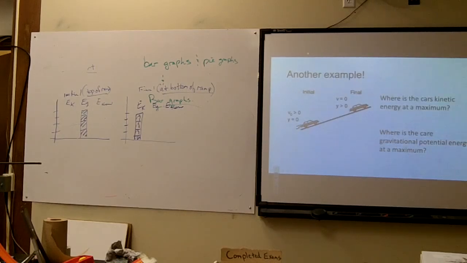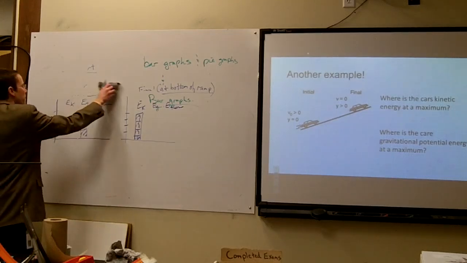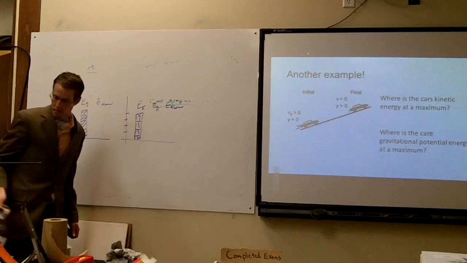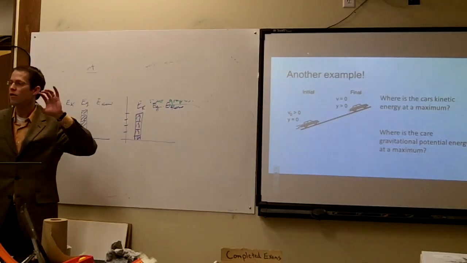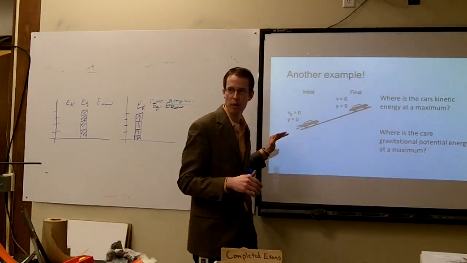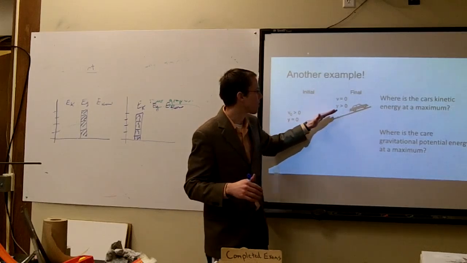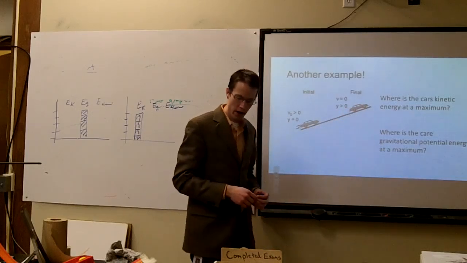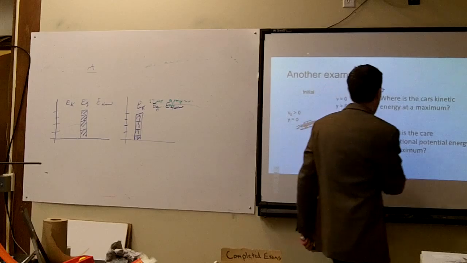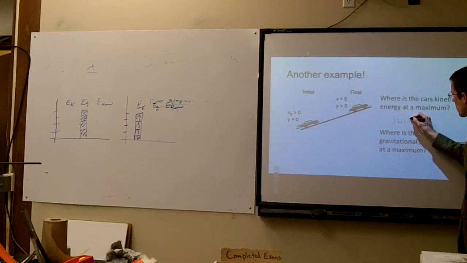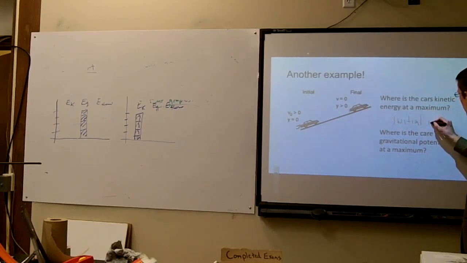All right, so here's another example. Lots of examples. Now this time, in this situation, you have to look at the problems and decide what's going on. So this is a car that's going up a ramp. What's happening to his speed as he goes up the ramp? He's decreasing. So where is the car's maximum kinetic energy? At the initial or at the bottom? Initial or bottom.